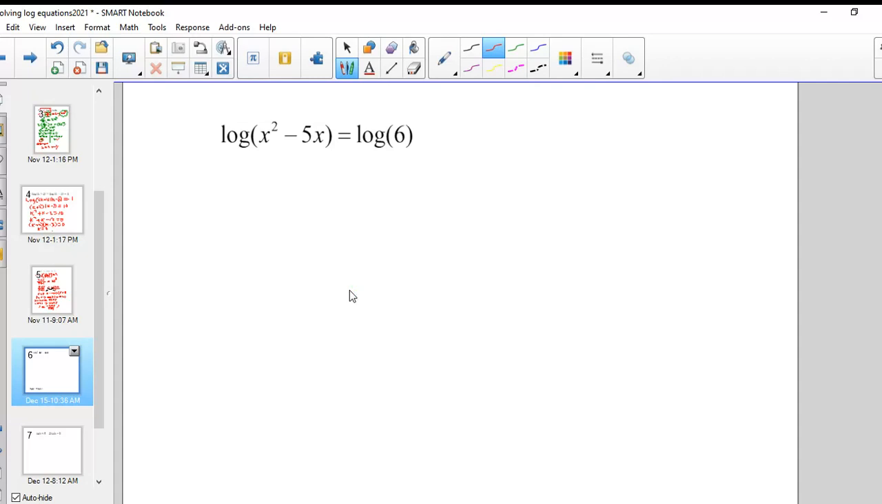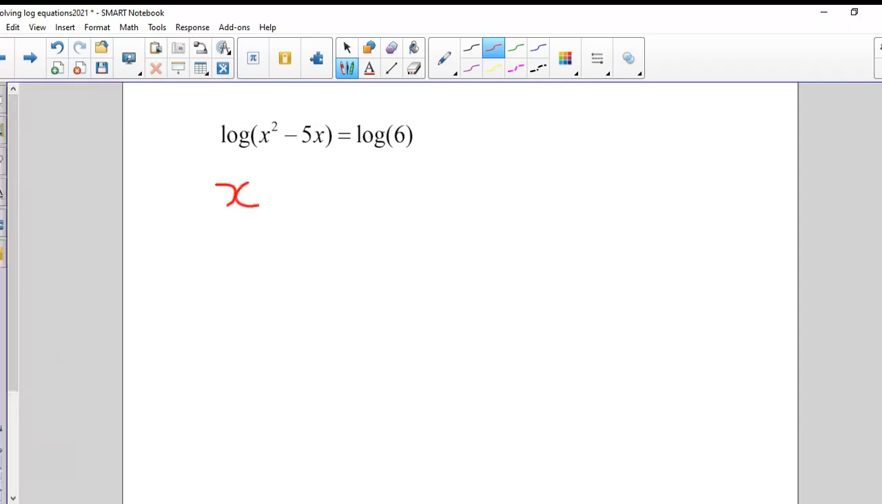So that means that we can just simply say, since it's all logs on one side equals all logs on the other, that I can just simply banish the logs. If they're both the same base. Let me just be clear on that. If they're both the same base, they have to be the same base for this to work. So that means that I can now say, since it's a log of this equals a log of that, I'm just going to say that x squared minus 5x is equal to 6.